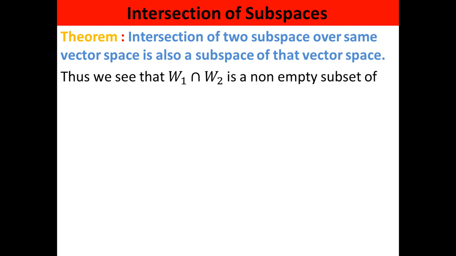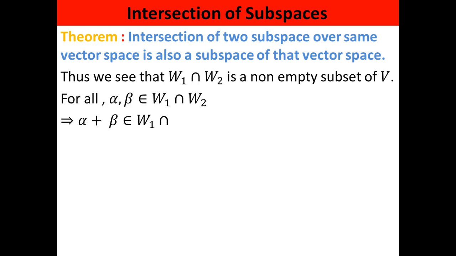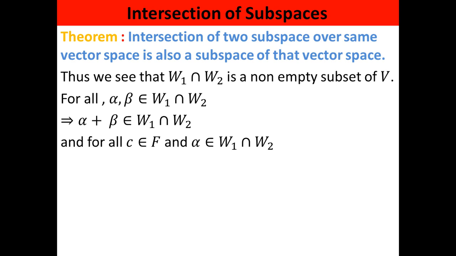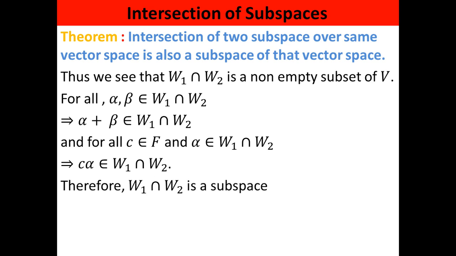Thus, we see that W1 intersection W2 is a non-empty subset of V and for all alpha, beta in W1 intersection W2, their sum must belong to W1 intersection W2. And the second condition, for all c in F and for all alpha in W1 intersection W2, the multiplication of alpha by c, that is c alpha, belongs to W1 intersection W2. So both the conditions are satisfied. Therefore, W1 intersection W2 is a subspace.